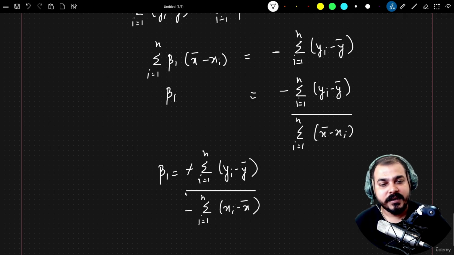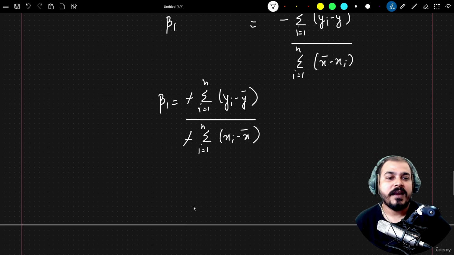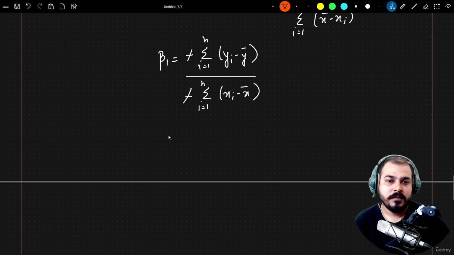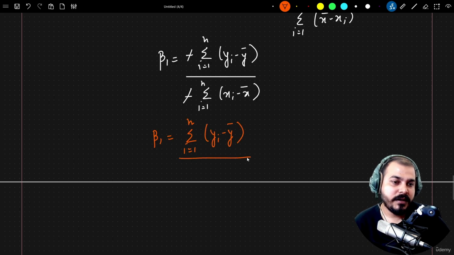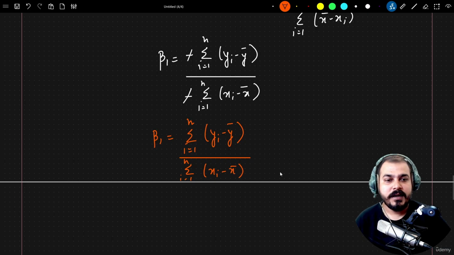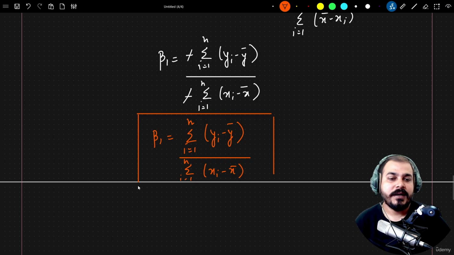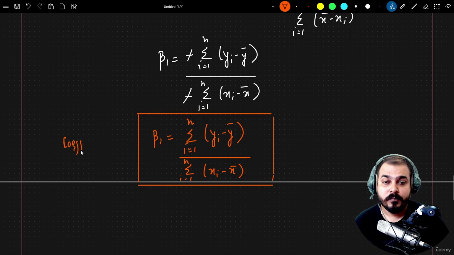This minus and minus will get cancelled, and finally my equation of beta 1 will be summation of i equal to 1 to n, y of i minus y bar, divided by summation of i equal to 1 to n, x of i minus x bar, right? So this is my entire equation for calculating beta 1, and if you remember, beta 1 is nothing but, sorry, it is the coefficient.